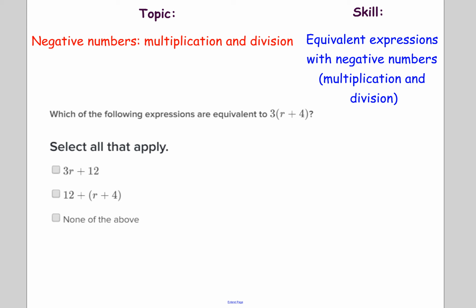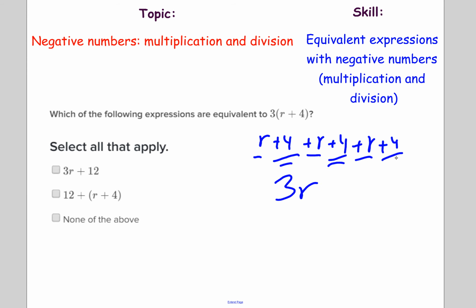Next one. Which of the following expressions are equivalent to 3 groups of, or 3 times r plus 4? So once again, we haven't really done the distributive yet, but I'm going to show you. This really means I have 3 groups of r plus 4. So if you think about it, that's r plus 4, plus r plus 4, plus r plus 4, right? And if I combine my r's, I end up with r plus r is 3r. And my 4's, positive 4 and positive 4 and positive 4, makes 4 plus 4 is 8 plus 4 is 12. 3r plus 12, right?